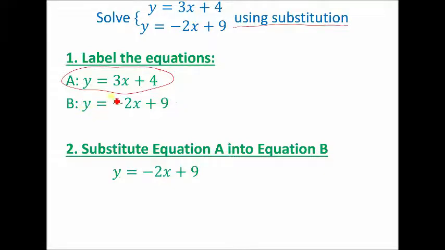So because y is equal to both of these statements, well, that means that these two statements have to be equal. So if I take this part of equation A, I can pop that in for y in equation B, just like this. So I end up with 3x + 4 is equal to -2x + 9. That's because y by definition is equal to y, so I can substitute that in.